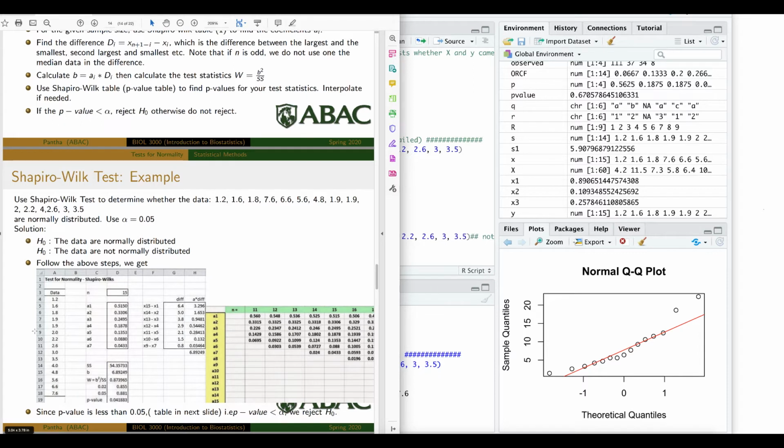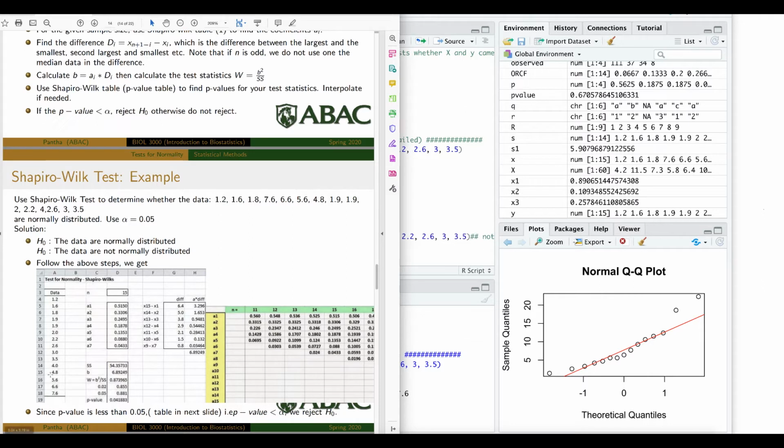Okay, now after you find that, what you need to do next is, see, this is the maximum value, the highest value, right? And this is the lowest value. So you need to find the difference between the highest and the lowest. X15 minus X1. This is the first value, this is the 15th value. So X15 minus X1, you get 6.4.